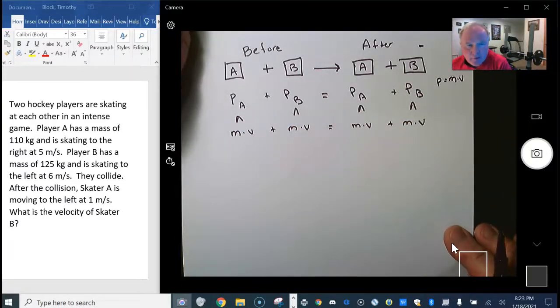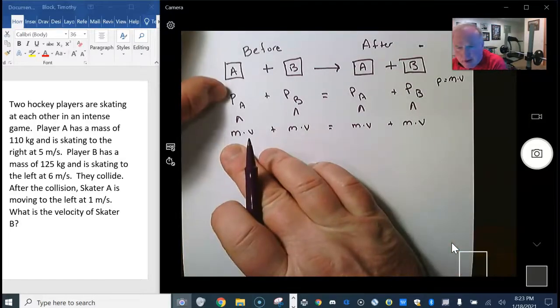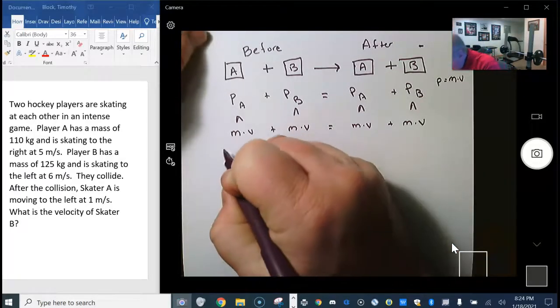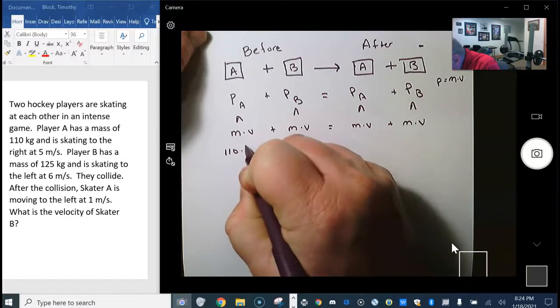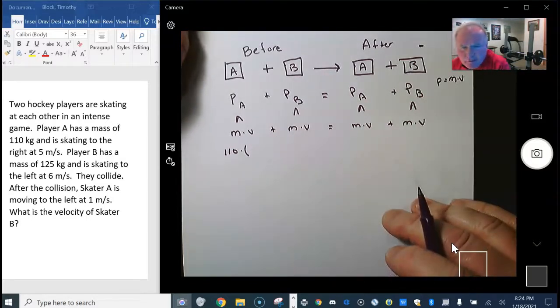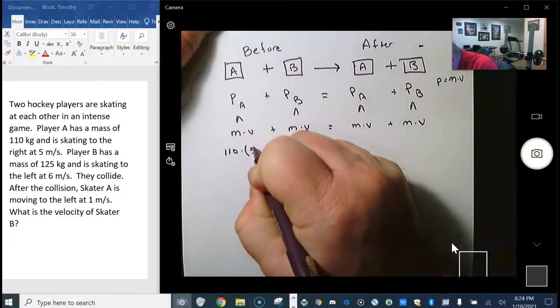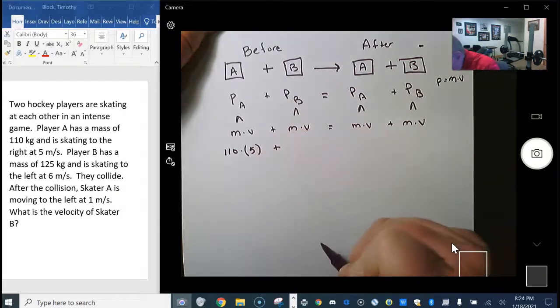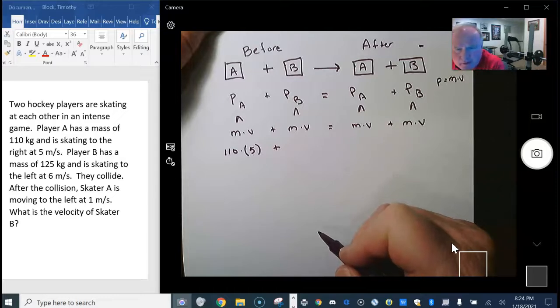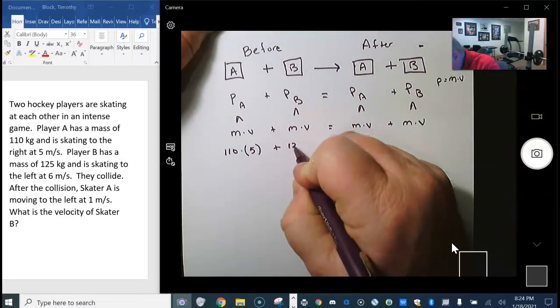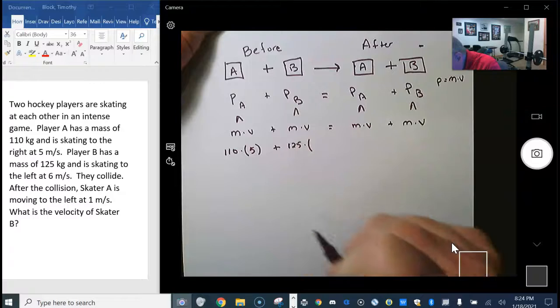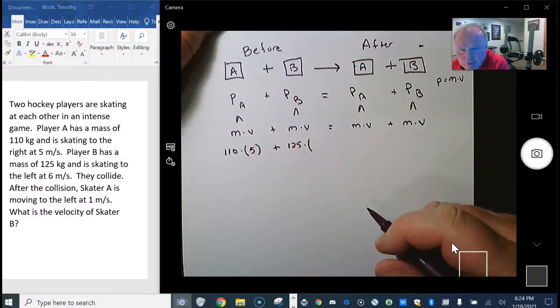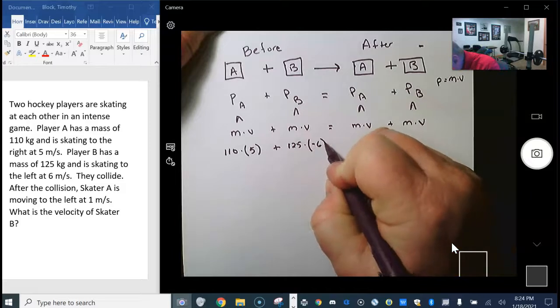All right, so now we can look at our problem and add information. So what's the mass of player A? So I go in there, mass of player A is 110. And I'm going to multiply that times the velocity of player A before, which is 5. And since it's to the right, I'm going to make it positive. I'm going to keep my plus there. And then my player B has a mass of 125. So I'm going to make that 125. And now I'm going to multiply by the velocity of B before the collision. They say it's to the left at 6, which is a negative 6.